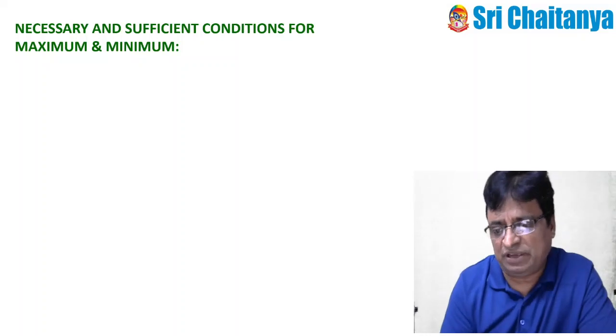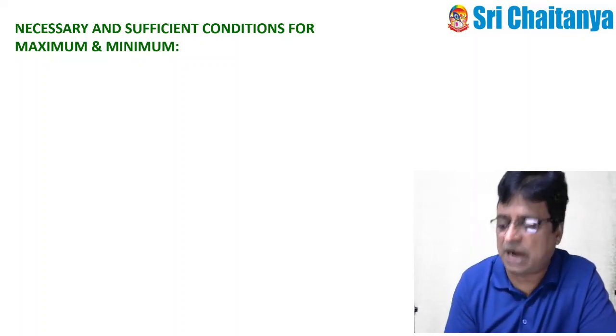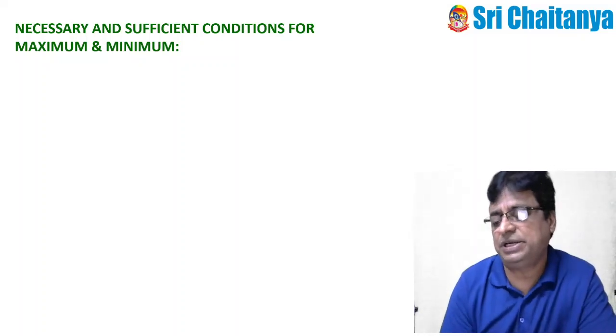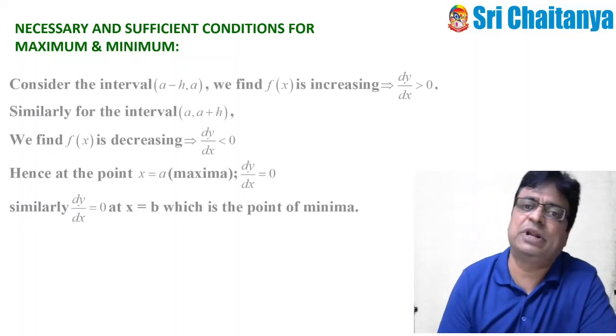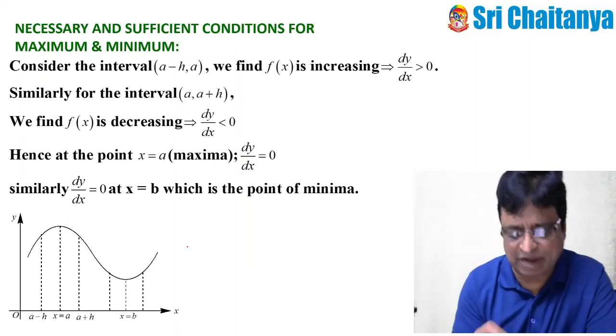So, under what condition can we say the function has a maximum, and under what condition can you say the function has a minimum? What are those necessary and sufficient conditions that we are concentrating on in this particular area? So, my friends, try to understand. Suppose this is the graph of the function.